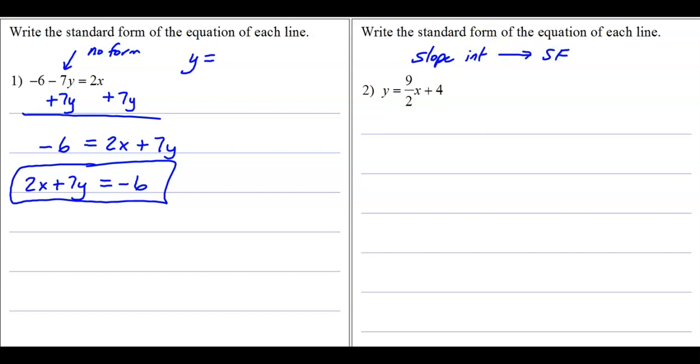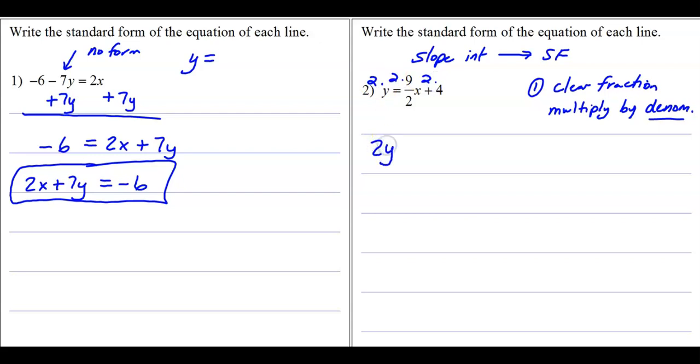So the first thing I've got to address is I need to clear the fraction. How I do that is, if there's only one fraction, I'm going to multiply by the denominator, the bottom number. So everybody's going to get multiplied by 2. I'm going to multiply every term by 2, and I'm going to end up with 2y equals, well, times 2 divided by 2 cancels. That's the whole point of multiplying by 2, to get rid of it. And plus 8. All right, so step one, I've cleared the fraction.